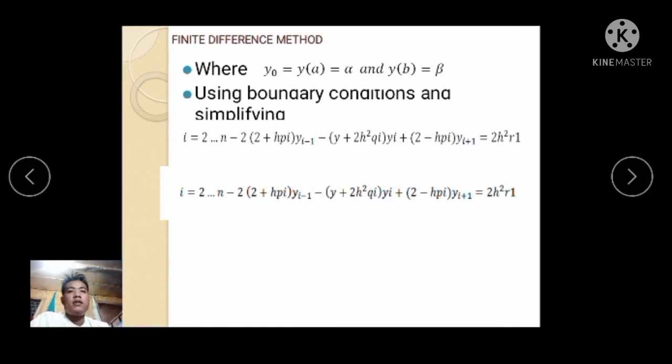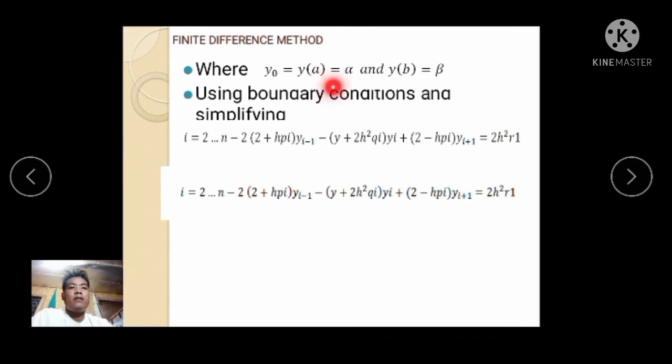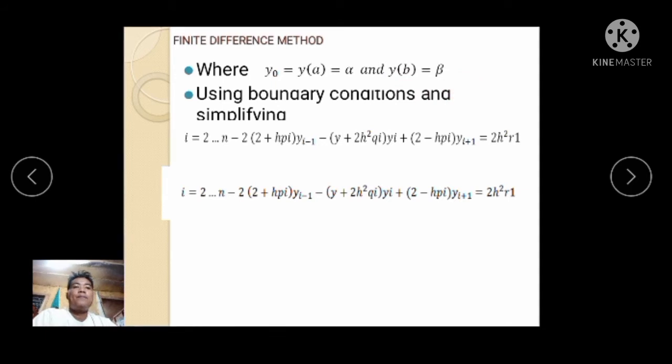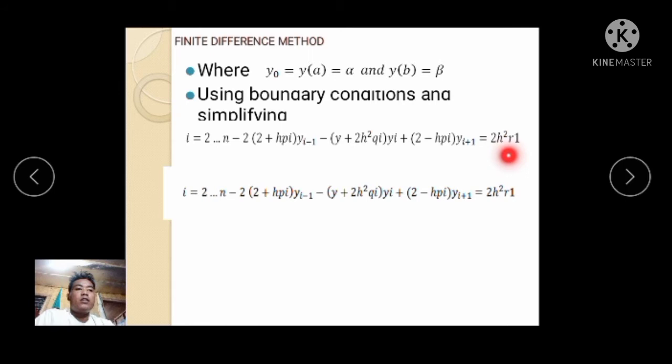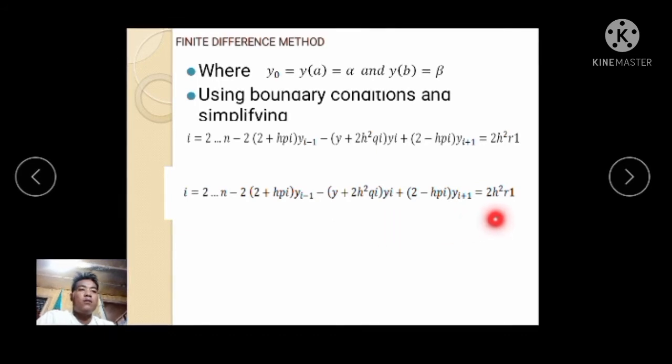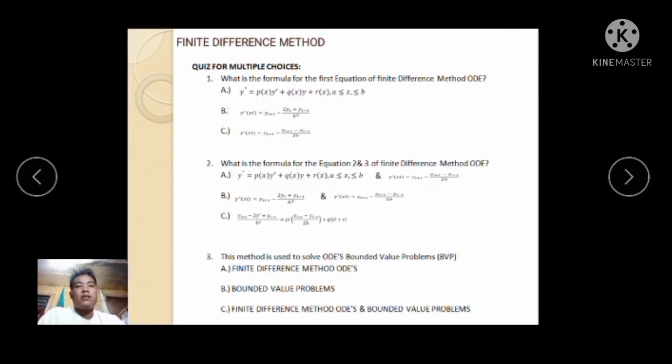Next, where y sub 0 is equal to y sub a or alpha and y sub n is equal to beta. So using the boundary conditions and simplifying, for i equal to 1 we get 2h squared r1, and then for i equal to 2 up to n minus 2, and so on. So this is 2h squared r1, same.